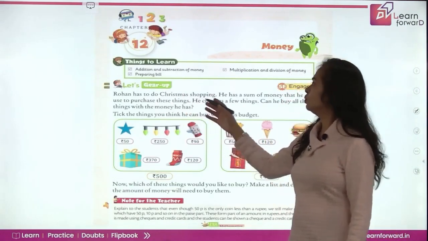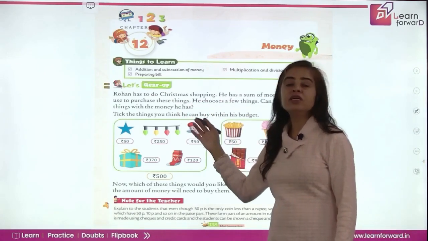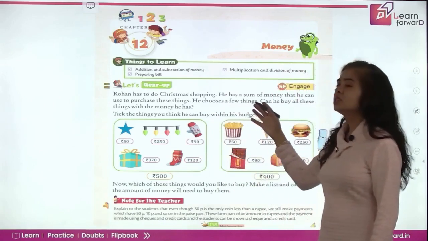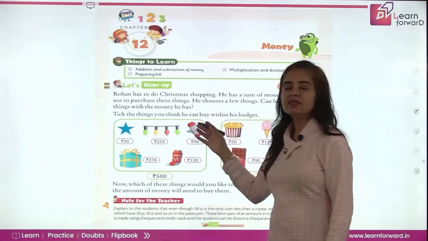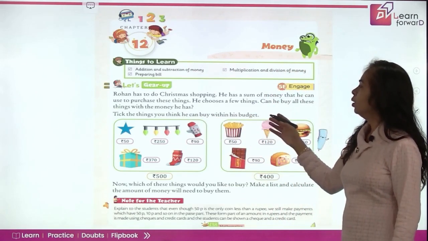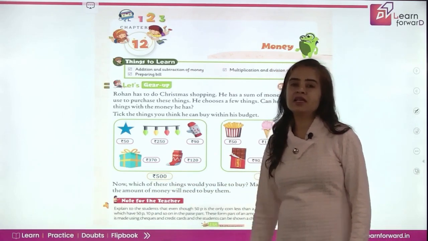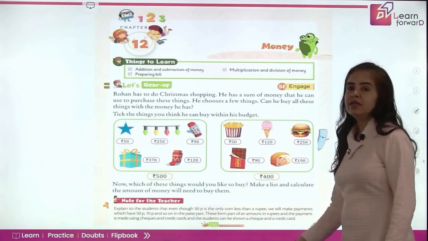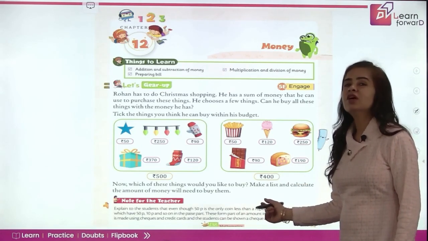Rohan has to do Christmas shopping. He has a sum of money that he can use to purchase these things. He chooses a few things. Can he buy all these things with the money he has? Let us check it out. Tick the things you think he can buy within his budget. So the budget is given right here. In this case, he has just 500 rupees, and in this case, he has a still smaller amount, that is only 400 rupees.